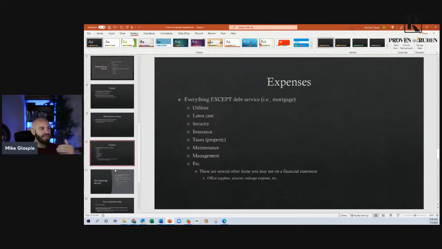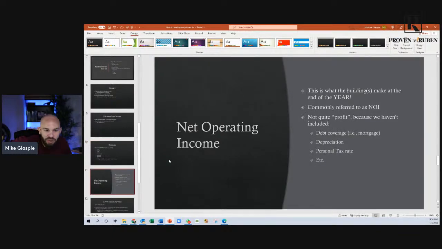When we're doing NOIs and we're doing these evaluations, we're looking at the property as a standalone entity. How does it perform? That's the main thing. All right. So great job there. Not yet, but we'll see. Yeah, you're going to get it for sure.